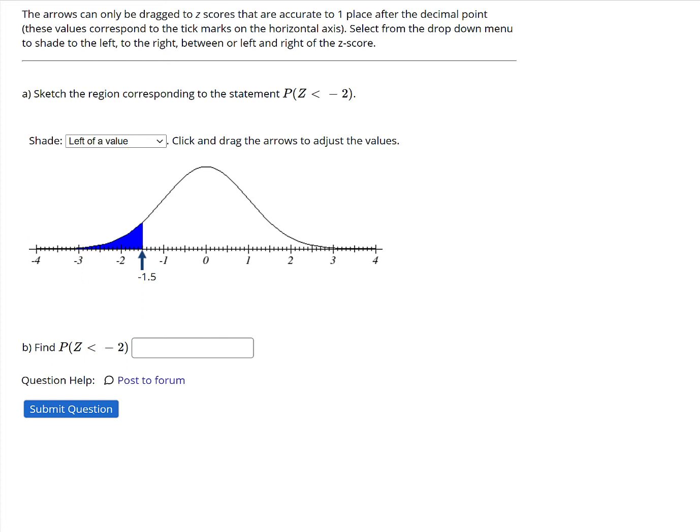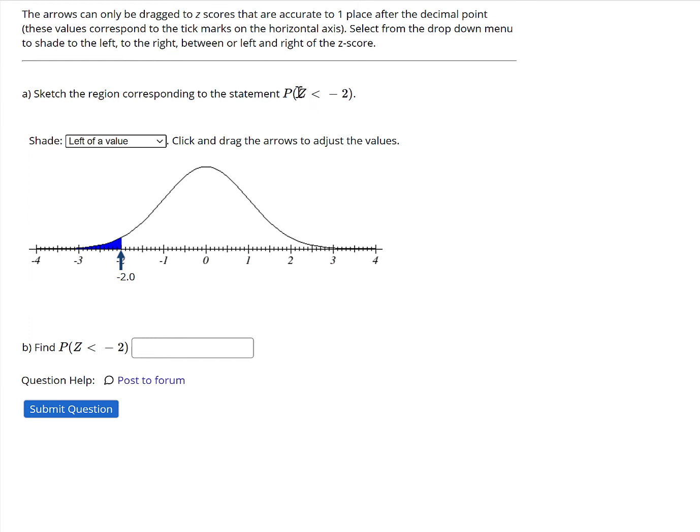Sketch the region corresponding to the statement, the probability that z is less than -2. So this tool allows you to drag this arrow and shade a portion of your normal distribution. And you can do it to the left, to the right, between two values, or outside two values. First off, I will just locate the z-score -2 by sliding my arrow down to that value.